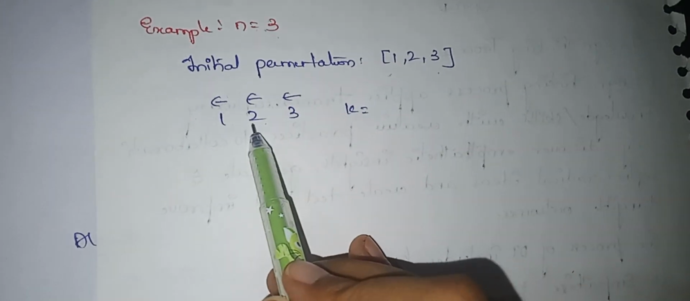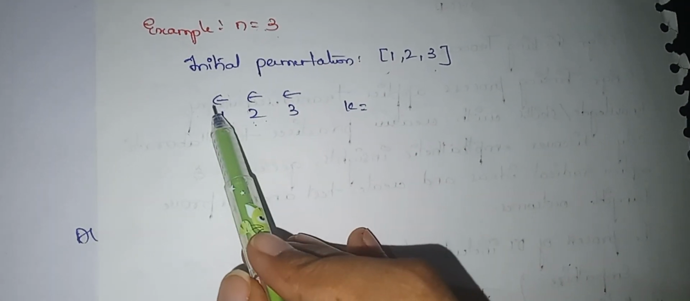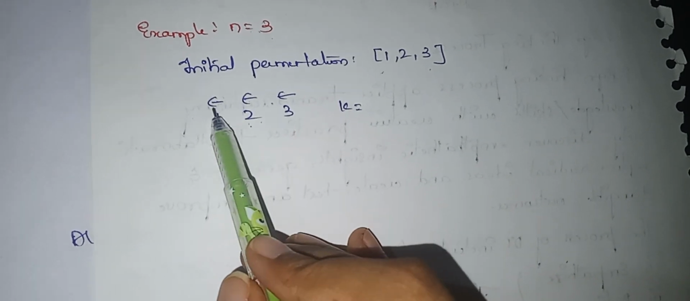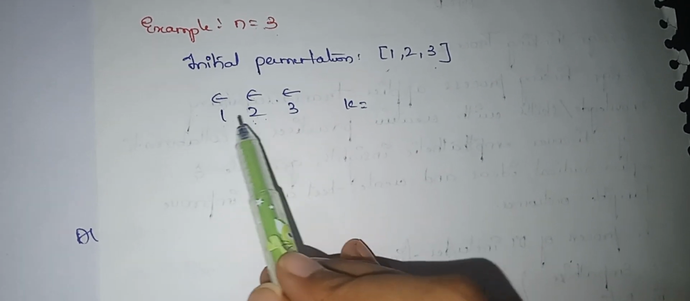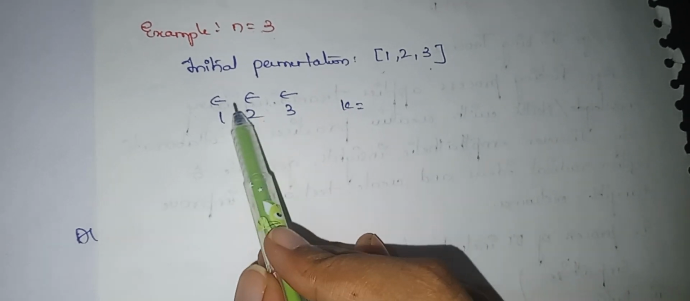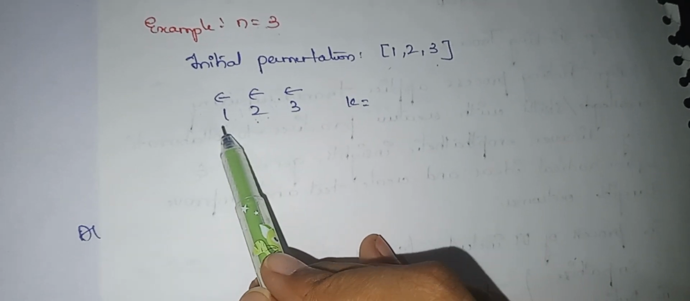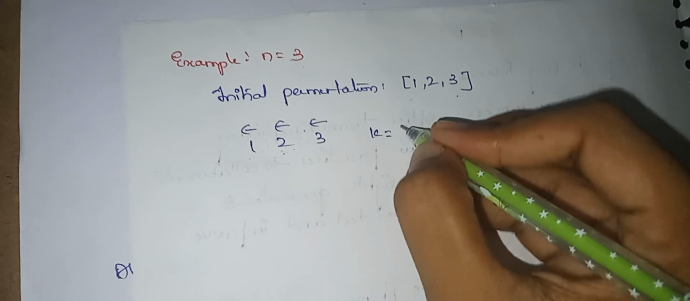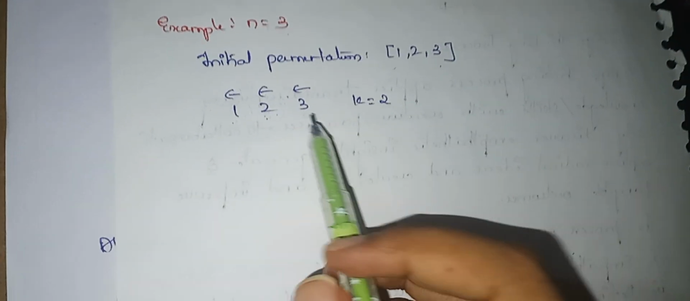Now compare the element 2, whose direction is pointing towards 1. Now compare these two elements. So 1 is less than 2, which means that this element is greater than its adjacent element 1. Therefore I can write k is equal to 2 as one mobile element.